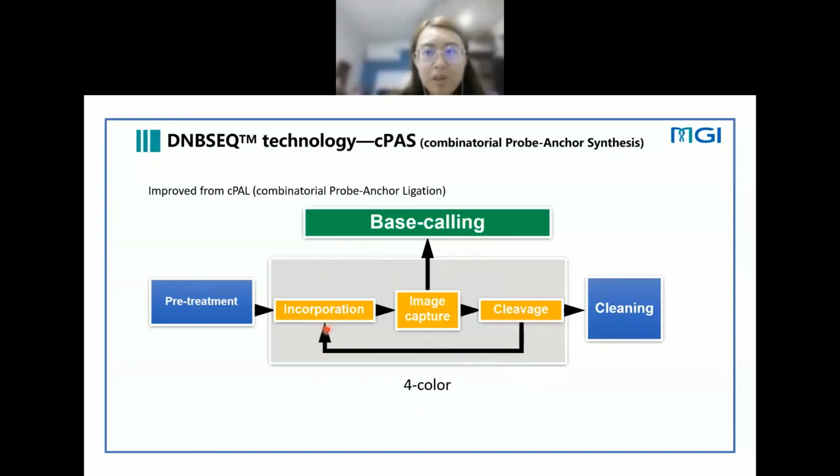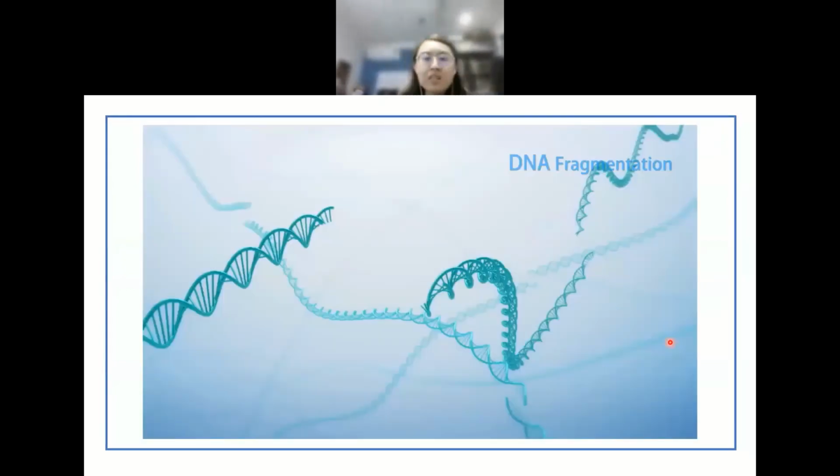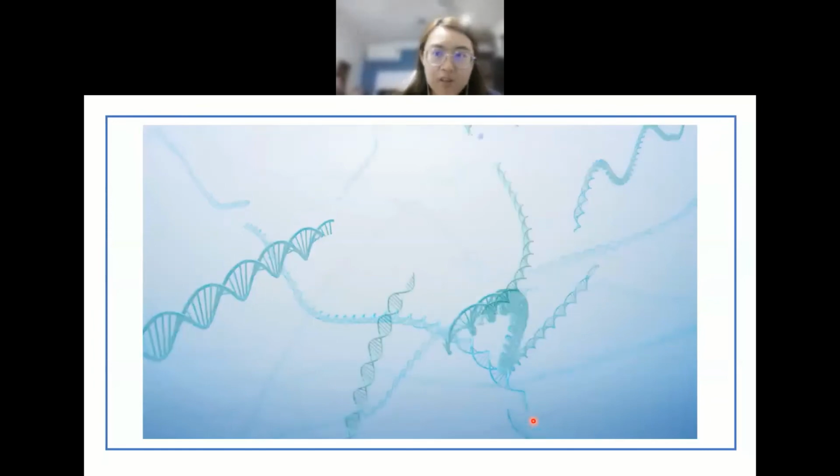So for example, if you're using PE 150, this cycle will repeat 300 times. Or if you're using SE 50, this cycle will repeat 50 times. And then finally, we have to do some maintenance on the instrument, which is cleaning. Okay, so this is just a summary video of the workflow for DNB-seq technology.